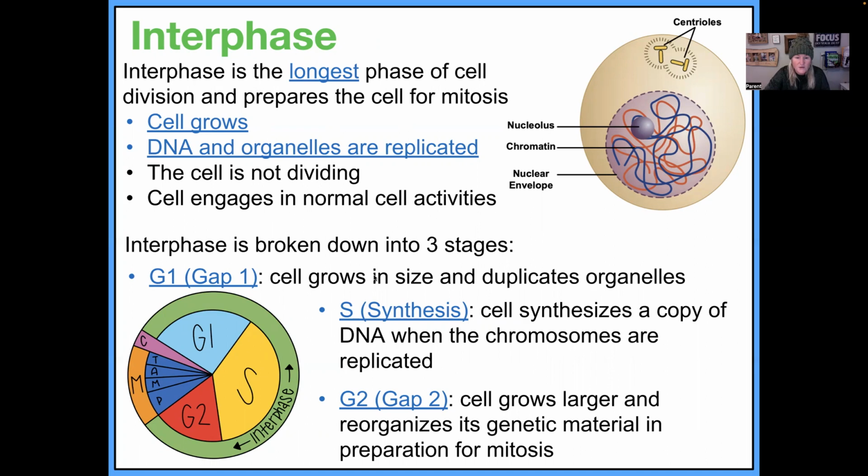G1, a cell grows in size and duplicates organelles. S, synthesis, the cell synthesizes a copy of DNA, when the chromosomes are replicated. And G2, the cell grows larger and reorganizes its genetic material in preparation for mitosis. So G1, S, and G2 here.